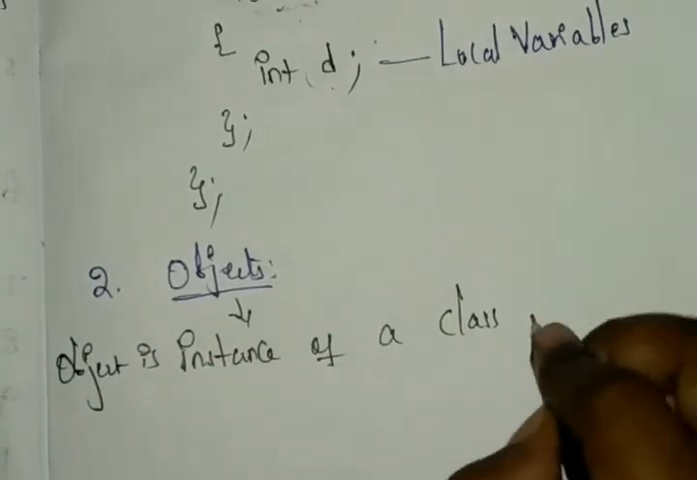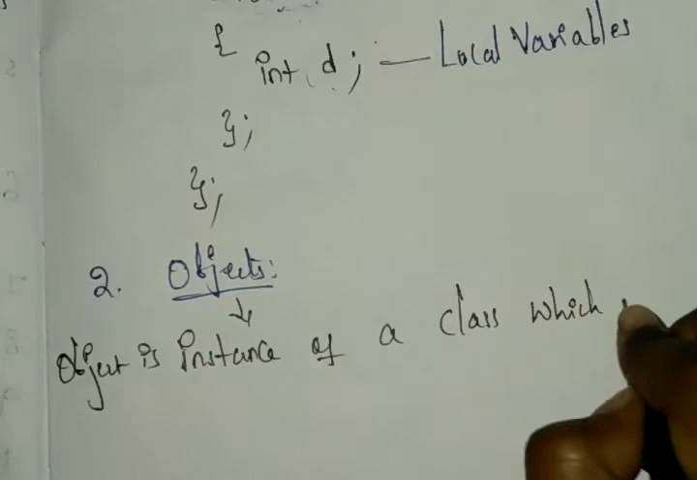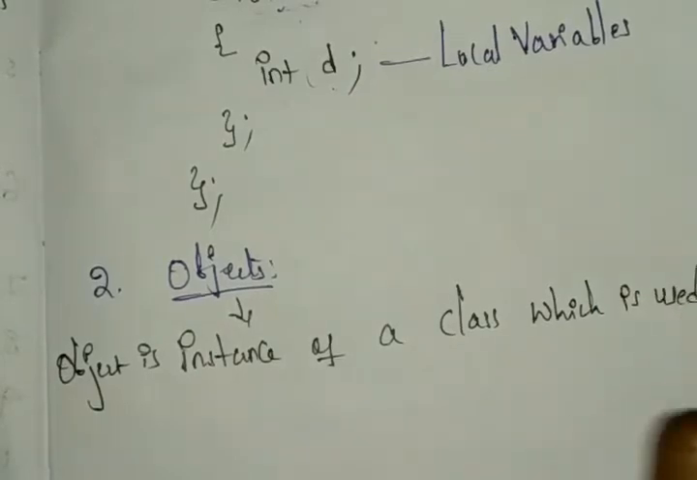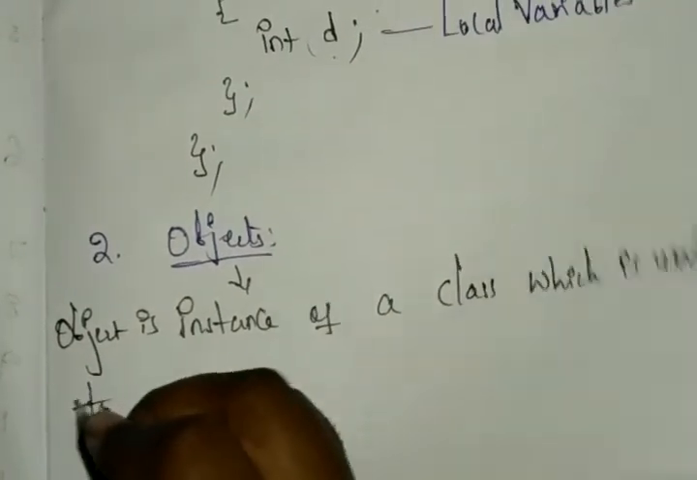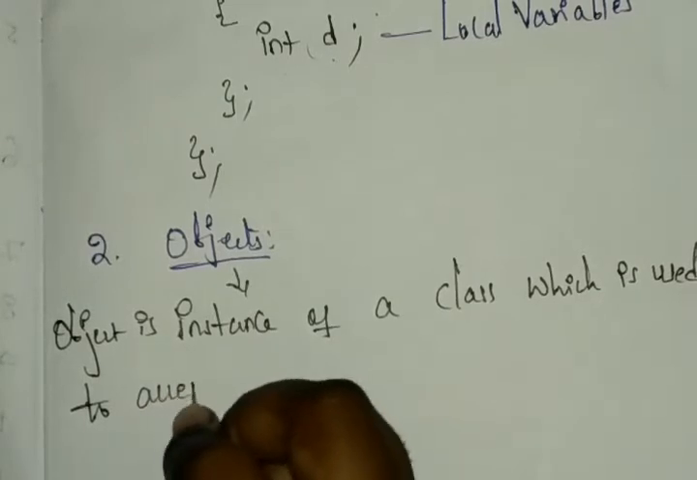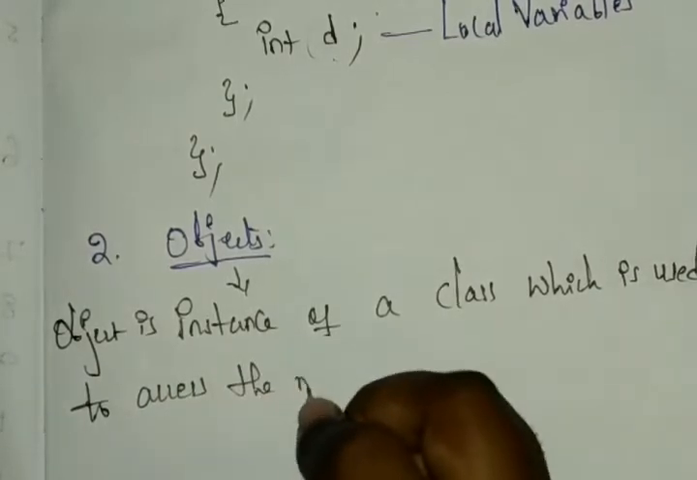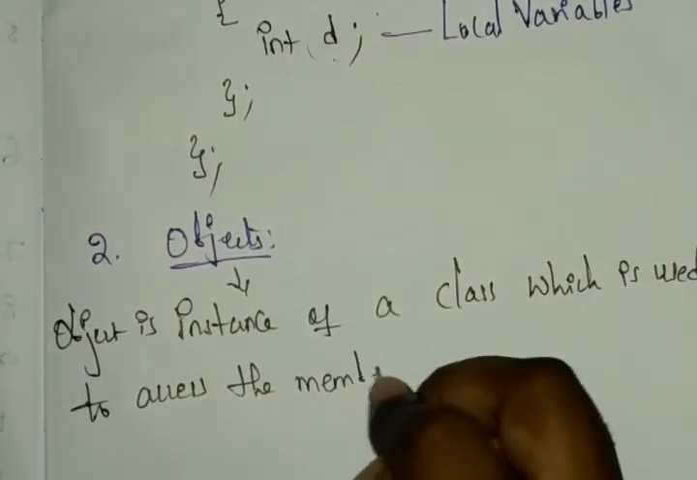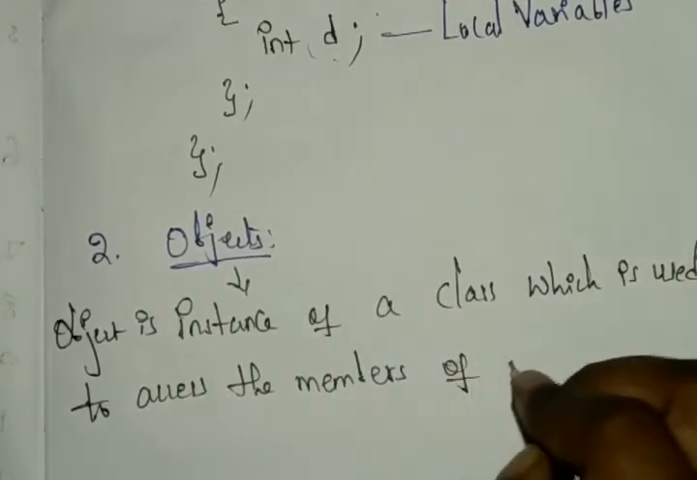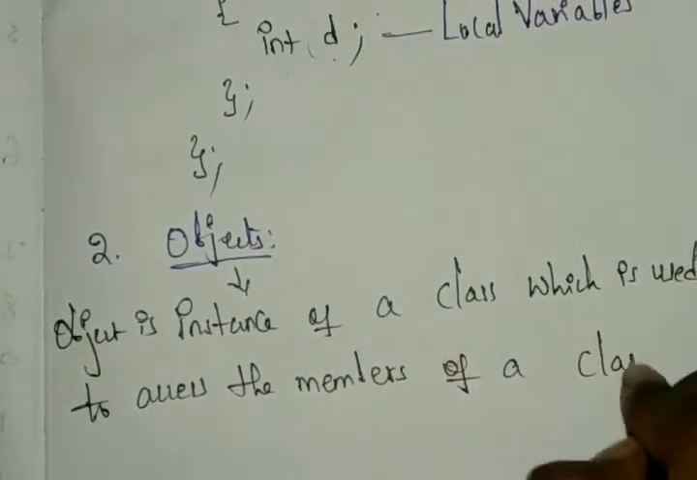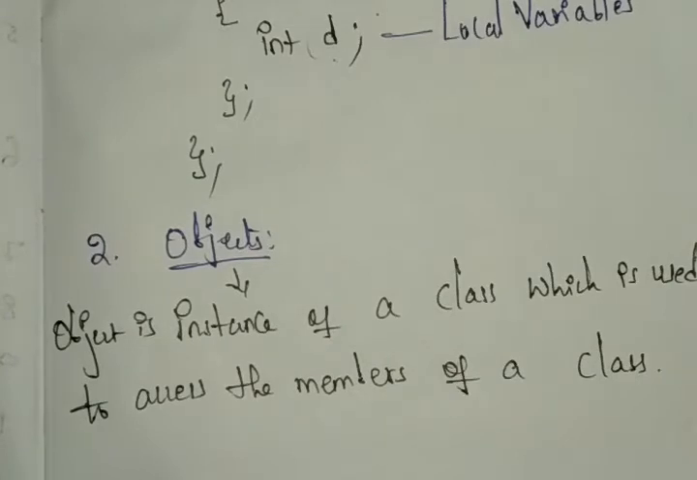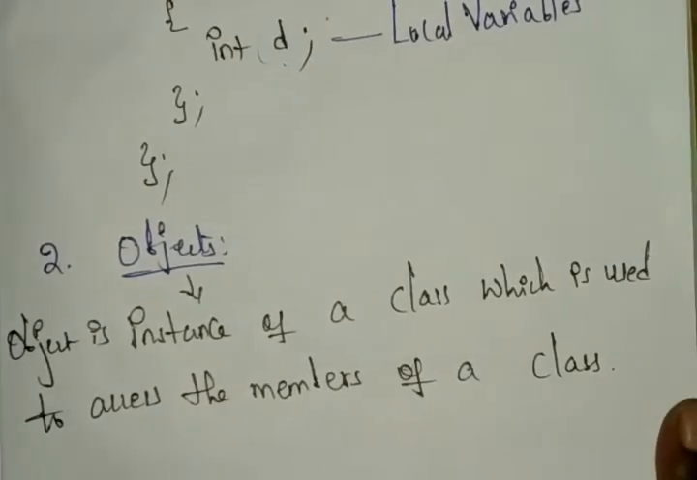Okay, so an instance of a class, or else you can say here, an object is an instance of a class which is used to access the members of a class. Like this, we can say.